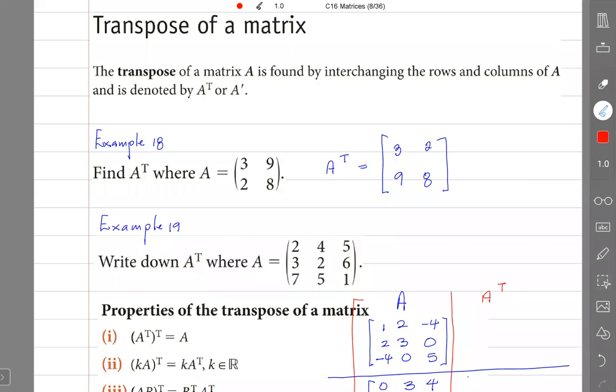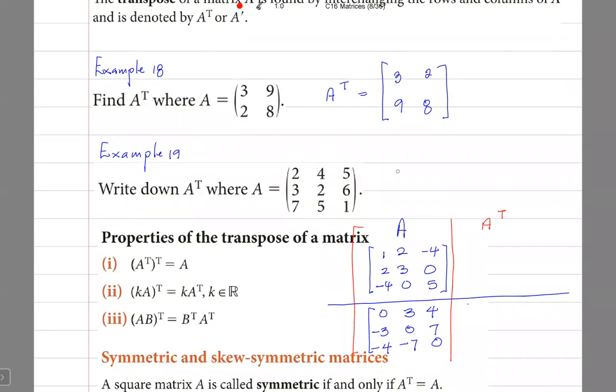All right, example 19. Example 19 says write down A transpose. So for example 19, A transpose, we're going to interchange the rows and columns. The top row 2, 4, 5 is going to become the left column 2, 4, 5. Then 3, 2, 6, and 7, 5, 1. So you get A transpose by interchanging the rows and the columns of A.